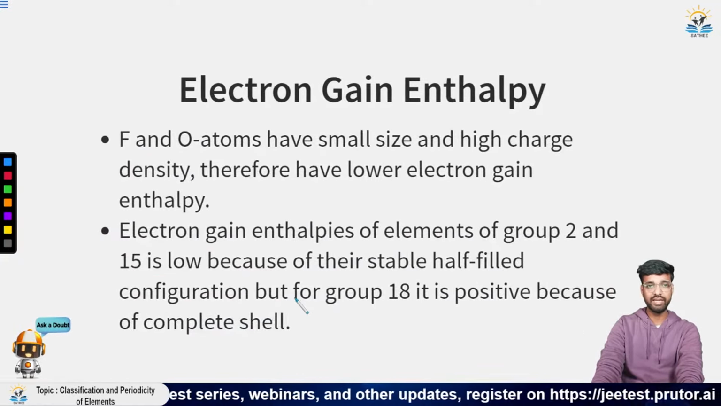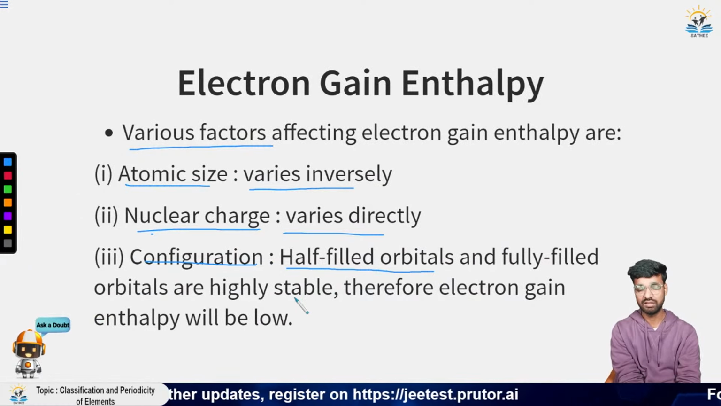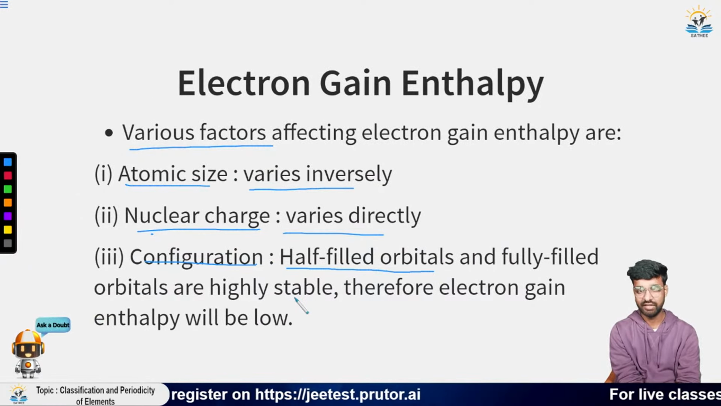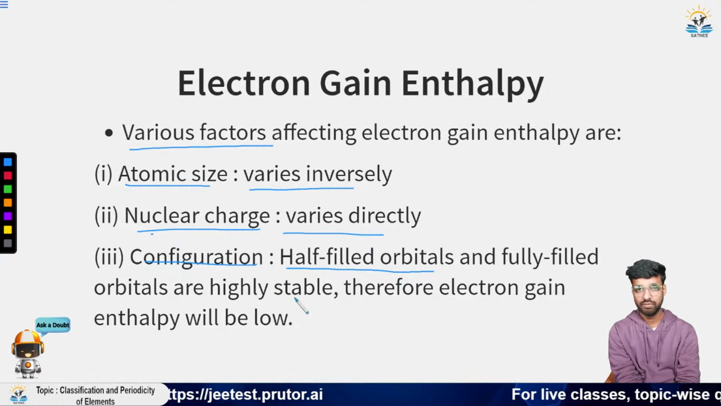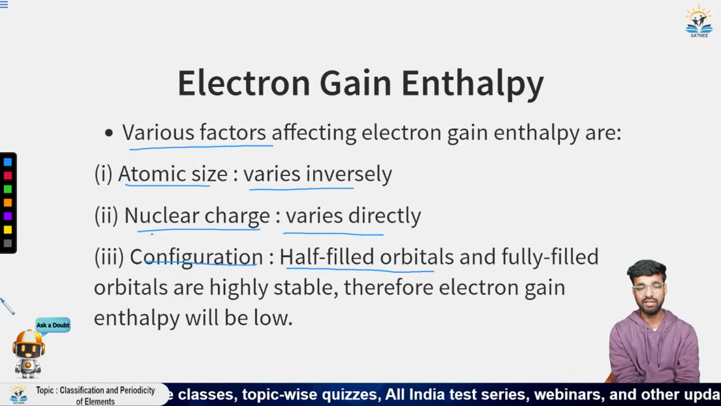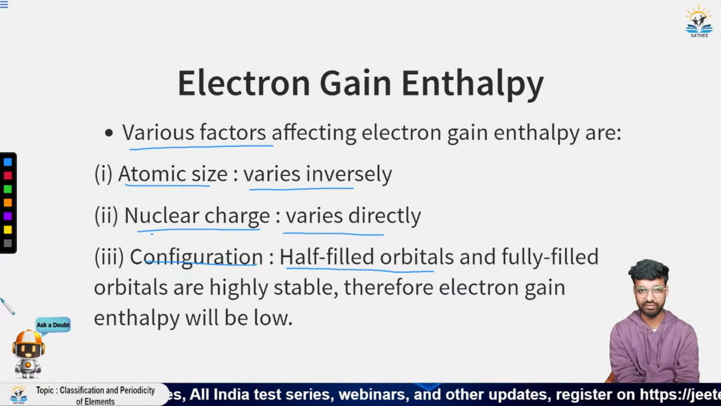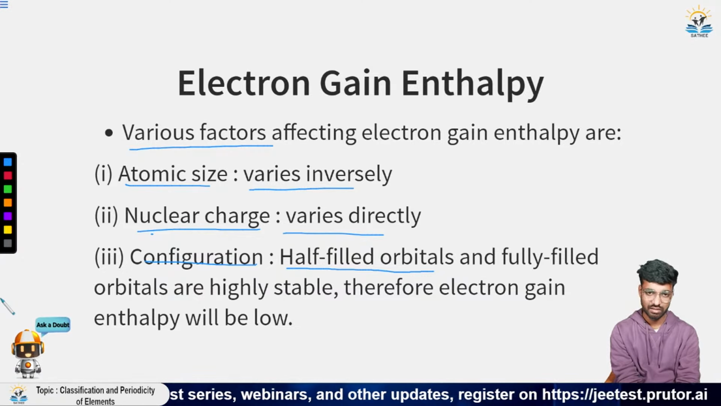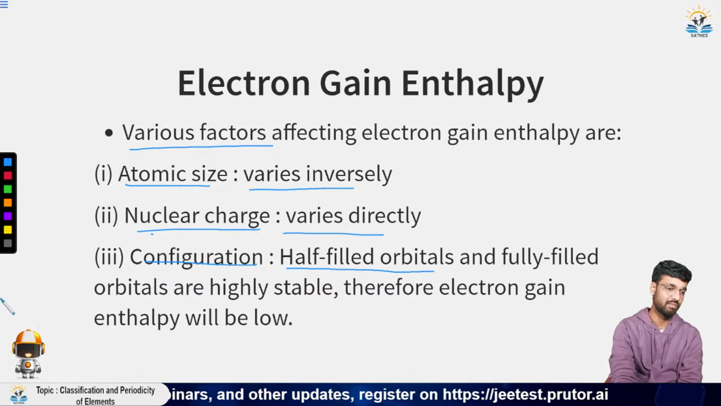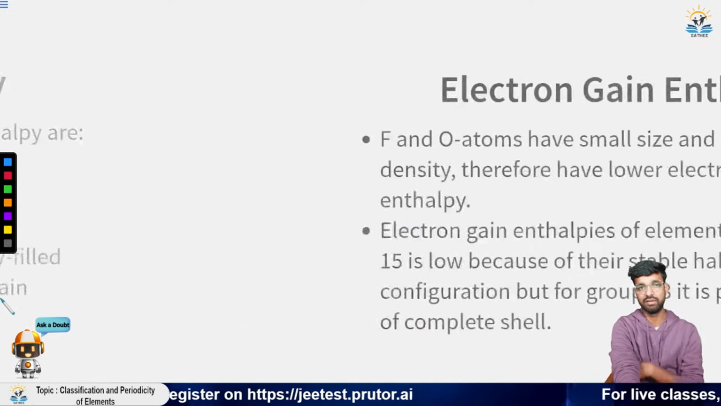Now this electron gain enthalpy is also called the electron affinity. Before moving to the next slide, let me make a point: it is a different term that is used. What is the difference between electron gain enthalpy and electron affinity? Just the sign. Suppose electron gain enthalpy is x, then electron affinity will be minus x. That's the only difference between them. You should keep this in mind because many times the term electron affinity is used in place of electron gain enthalpy.